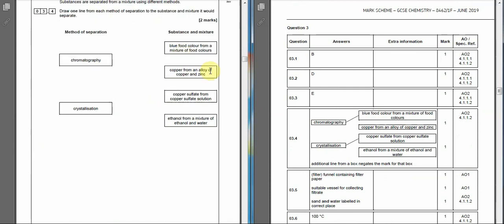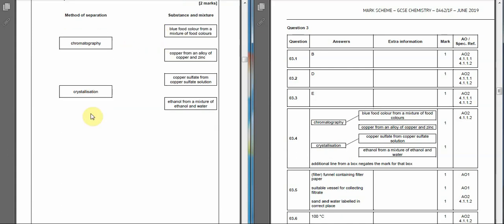3.4. So chromatography obviously is for separating out dyes and food colourings, which is why we're going for that one. Crystallization is where we made our blue crystals, nice pretty blue crystals. That's a special one there for Chloe because she loved making those. So that would be the copper sulfate solution.